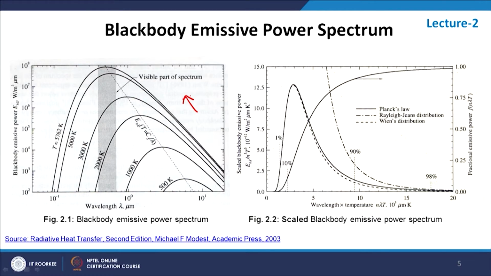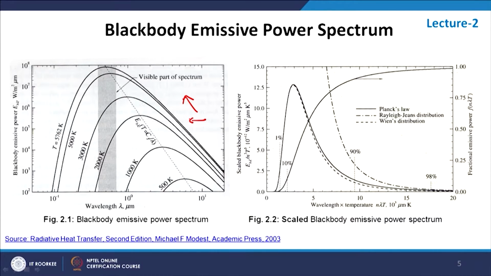When we are increasing the temperature, the peak is shifted towards the left, and this is something we already know from Wien's displacement law: the maximum energy emitted by a black surface shifts towards smaller wavelengths as we increase the temperature. On the right side of this slide, what you see is the non-dimensional emissive power as a function of the parameter n lambda T, where n is the refractive index of the medium, lambda is the wavelength in micrometer, and T is the temperature in Kelvin.